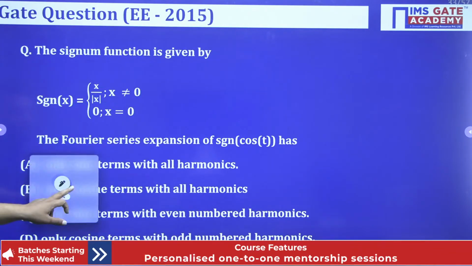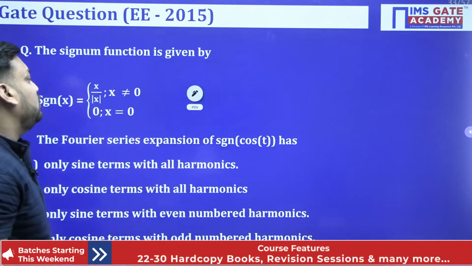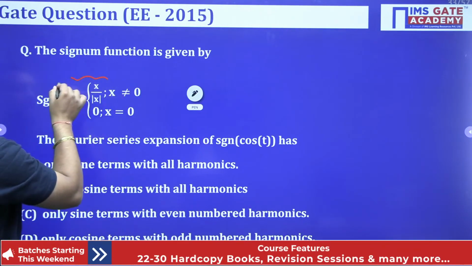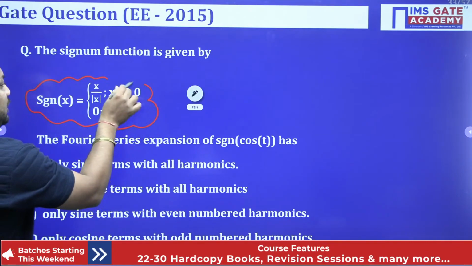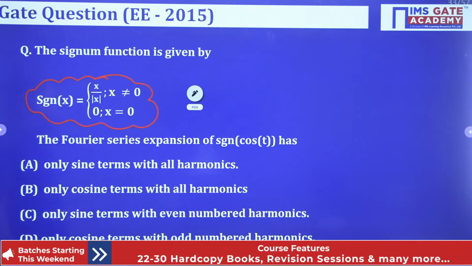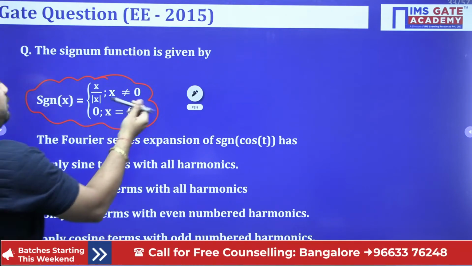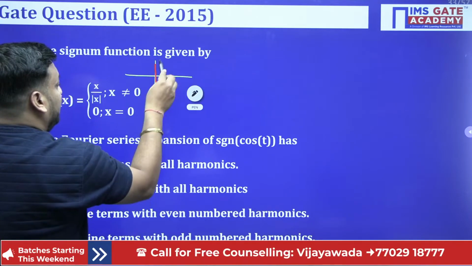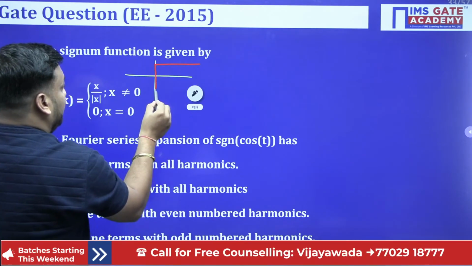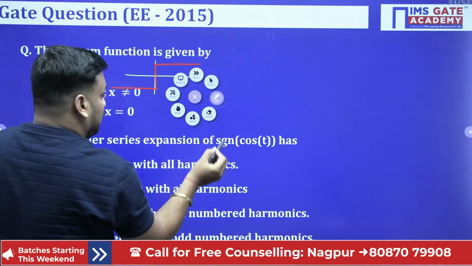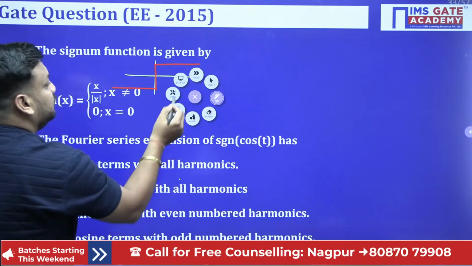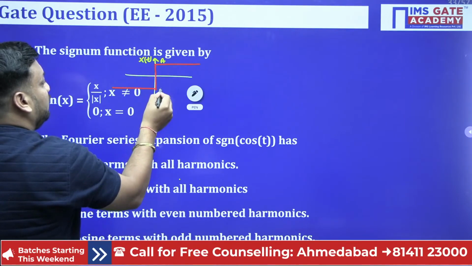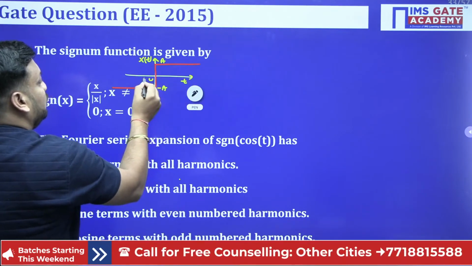Now it's time to solve this question, guys. A signum function is given to you. Those who don't know the signum function representation, the examiner has also given its functional representation. The signum function is plus 1 for x greater than 0 and minus 1 for x less than 0, just like this. So if the signal is x of t, it will contain plus A and minus A.